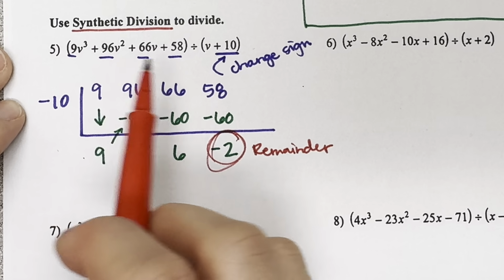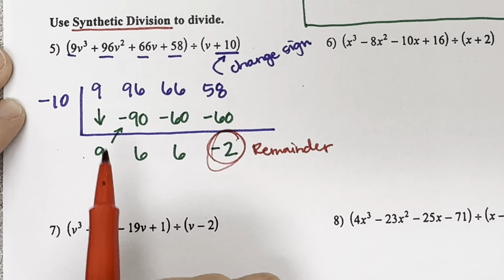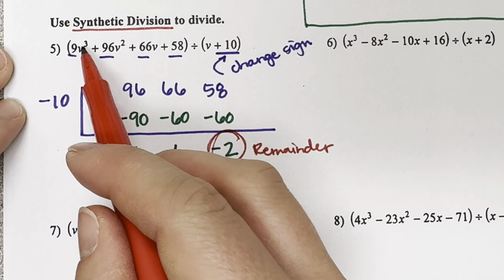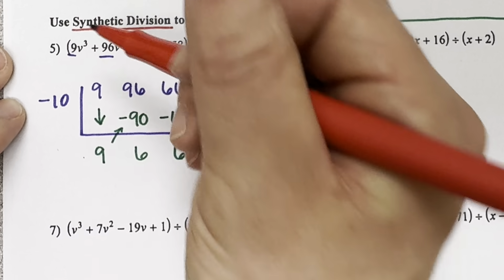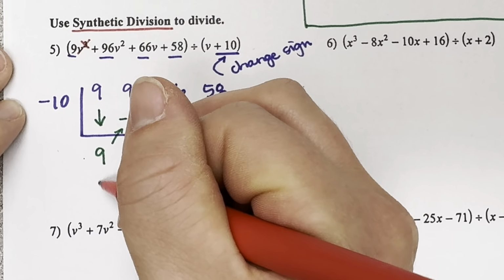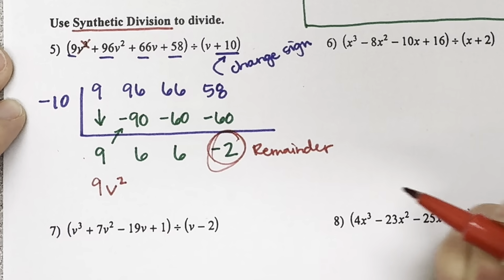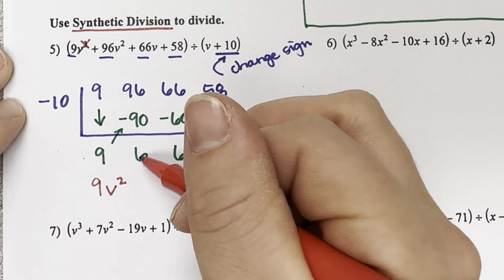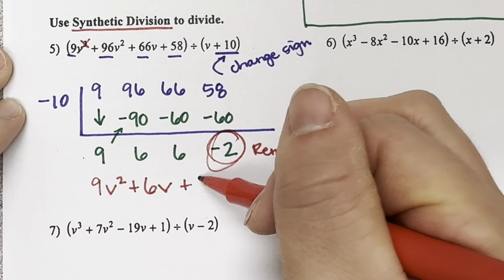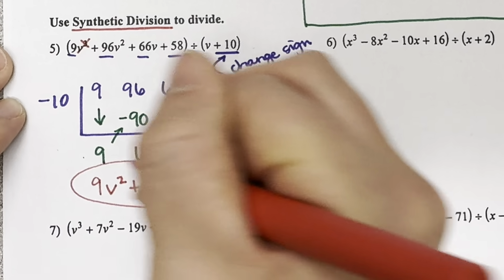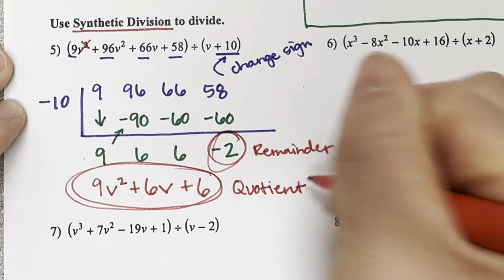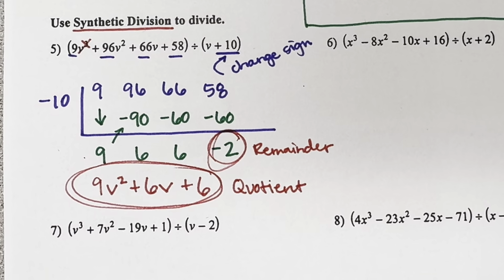Okay, but since we took off our variables to begin with to use synthetic division, we have to put them back on. But here's the rule we have to remember. If we started with like a third power, you have to go down a power to start. So in other words, this becomes my coefficient of 9v squared because we went down a power, positive 6v to the power of 1, and then positive 6. Okay, this is what we call the quotient. And again, that negative 2 was the remainder.